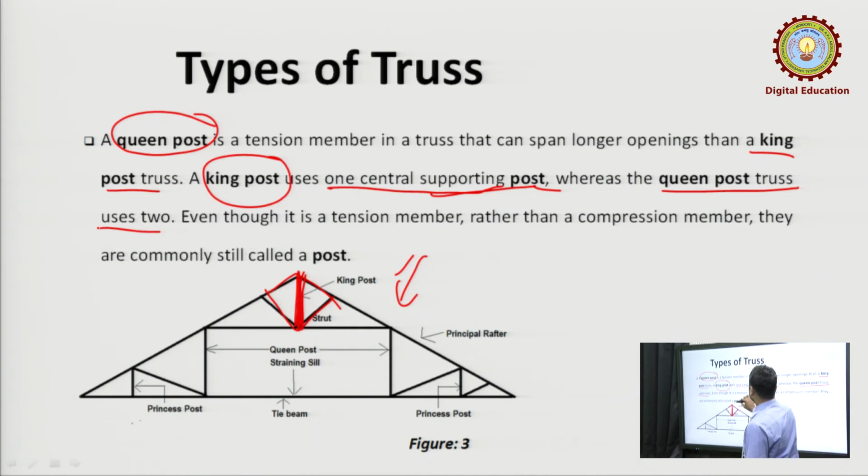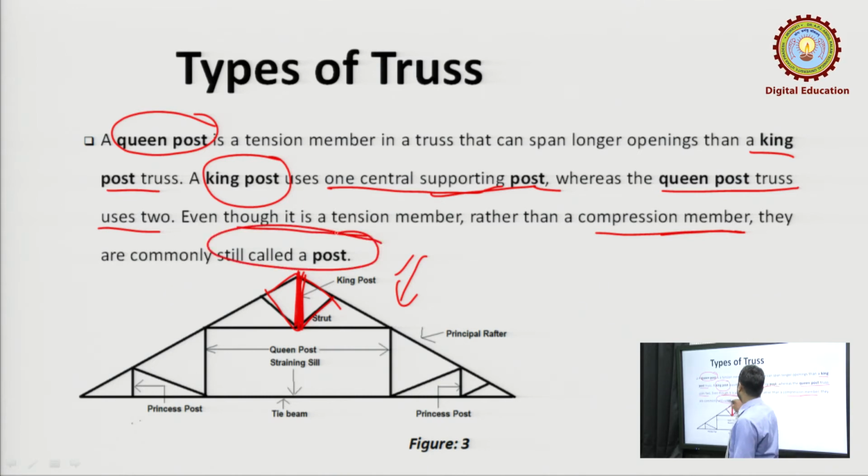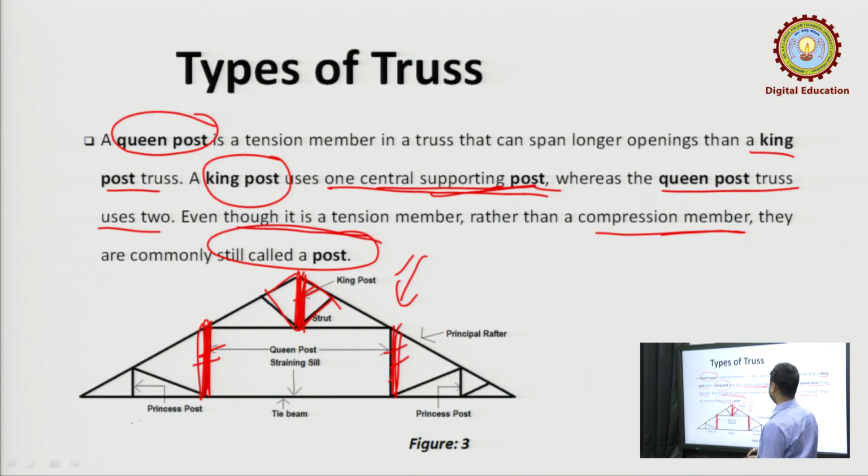Okay, even though it is a tension member rather than a compression member, it is still called a post. You can see that we have two members, 1 and 2, and the king post truss has 1. So in this type of truss, the truss joined by two members is called a queen post truss. If there is one central post, then we call it a king post truss.